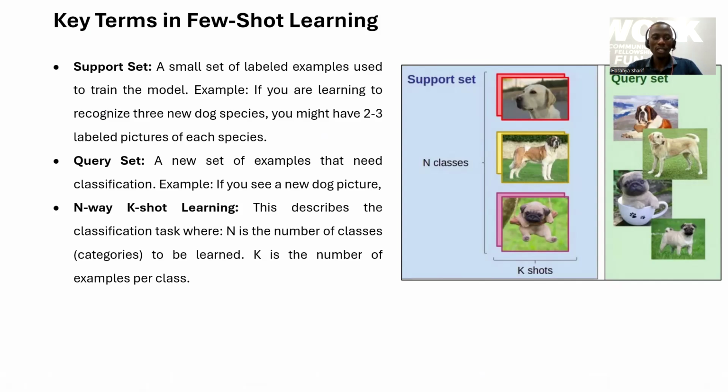Then you also have the N-way K-shot, in few-shot learning, which describes the classification task, where N is the number of classes. From my example, our classes will be three, as you can see, we have one image for the dog, then the next as you go on. Then K is the number of examples in the class, and in our example, we only have one, so it is one-shot.